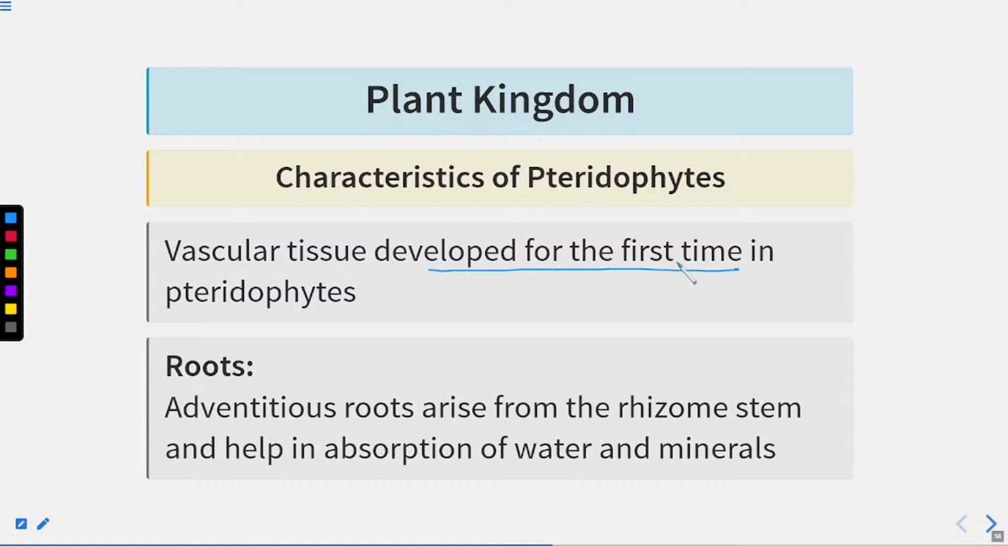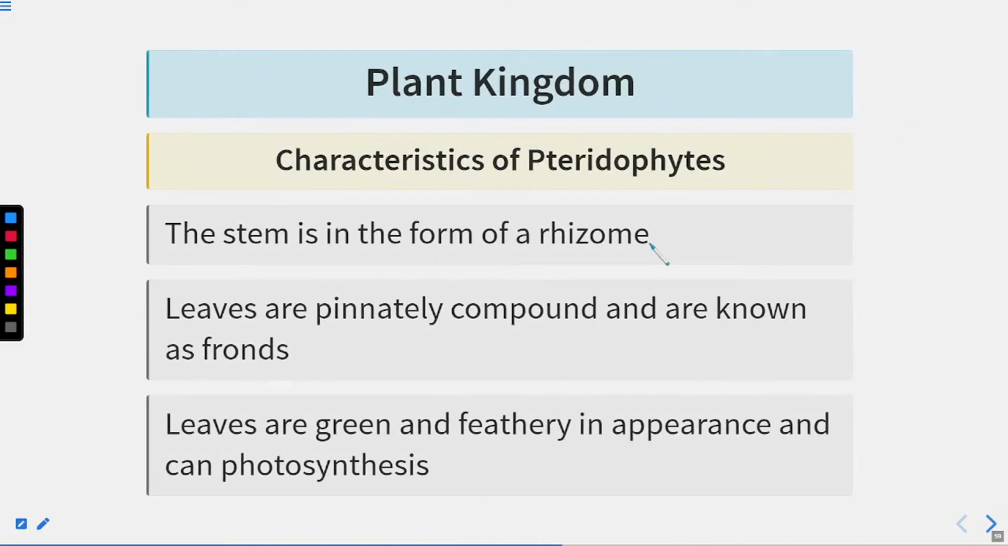Vascular tissue developed for the first time in the pteridophytes, so they attain a greater height than the bryophytes. Roots: adventitious roots arise from the rhizome and the stem and help in absorption of water and minerals. The stem is in the form of a rhizome, that is, an underground stem. Leaves are pinnately compound and are known as fronds. So here the leaves are pinnately compound like this.